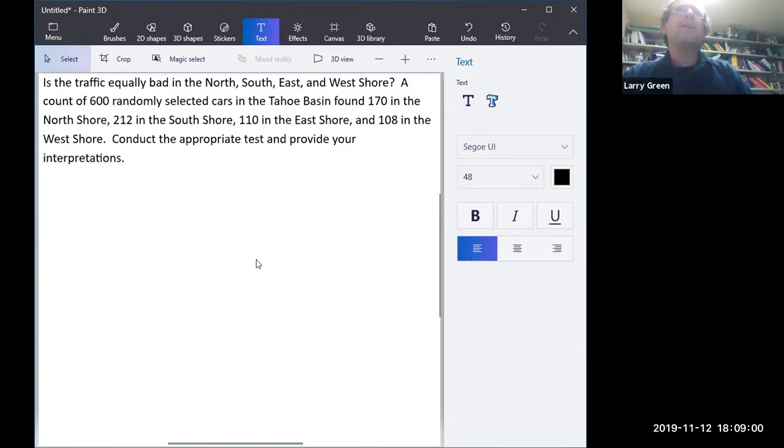Okay, Tanner says, is the traffic equally bad in the north, south, east, and west? That's a good guess, but that's not the survey question. That's the question of the hypothesis. The question of the hypothesis is, is it equally bad? We want to find that out, but that's not the survey question. It's like when we had a hypothesis test for a proportion: if we want to find out if the majority of people want to vote for Trump, the survey question isn't, do the majority want to vote for Trump? The survey question was, do you want to vote for Trump? Do you remember that? So be very careful about confusing the survey question and the question of the hypothesis.